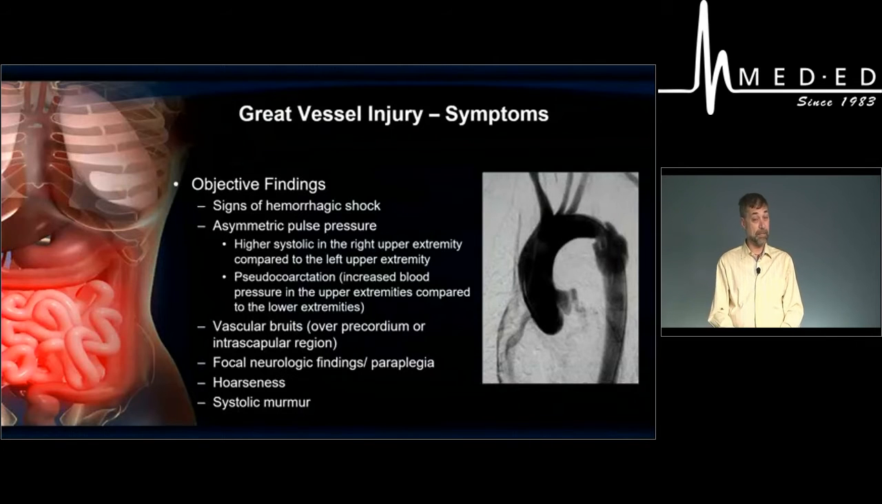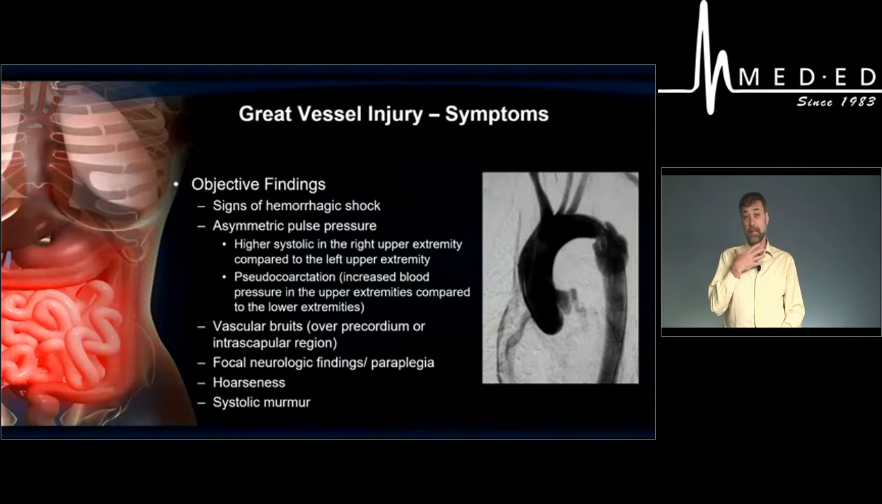Now, other things besides that you can use, listen for a bruit. Put your stethoscope either over the chest or even between the scapula and listen for the sound of a bruit, which would be heard over top of an aortic injury as blood rushes around that injured area. You can imagine a bruit in that patient that the x-ray is on the screen.